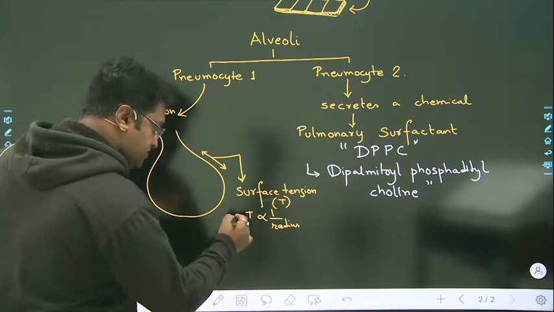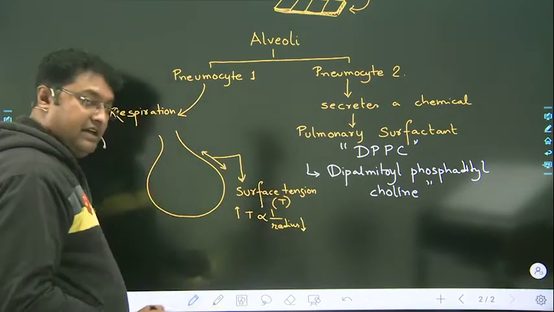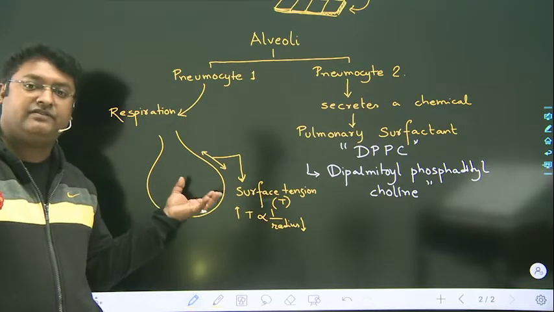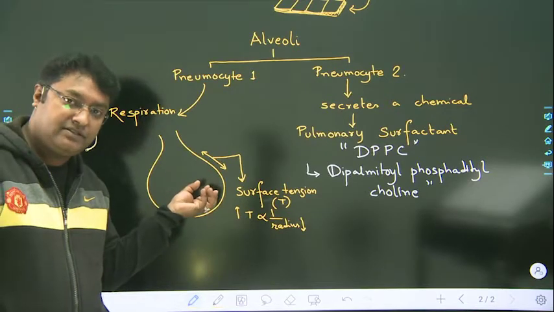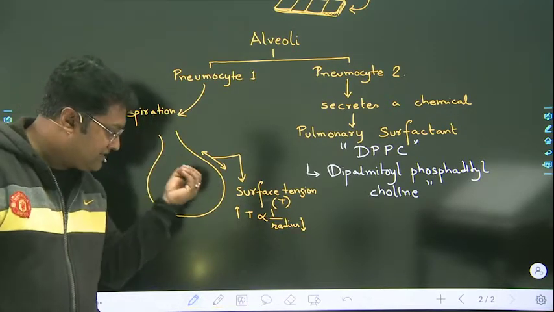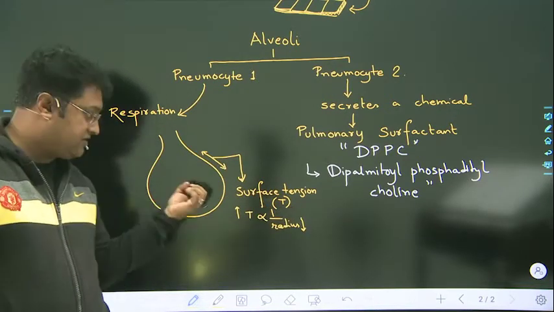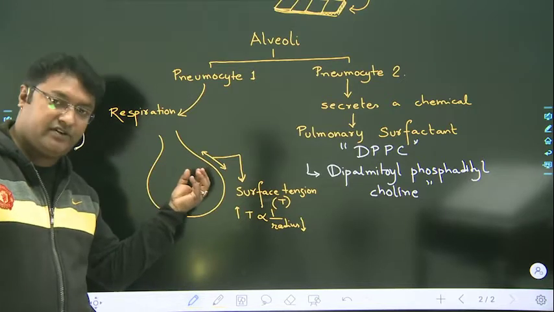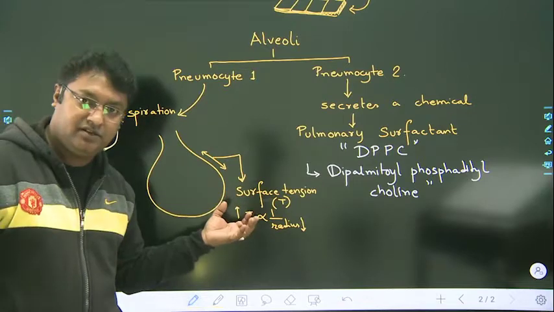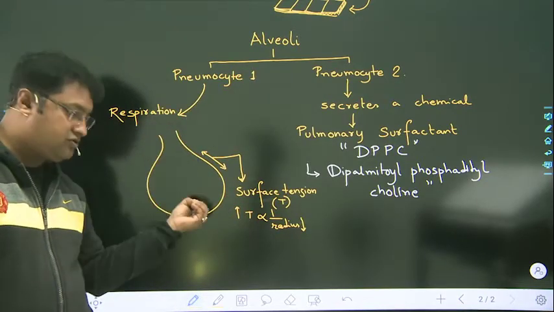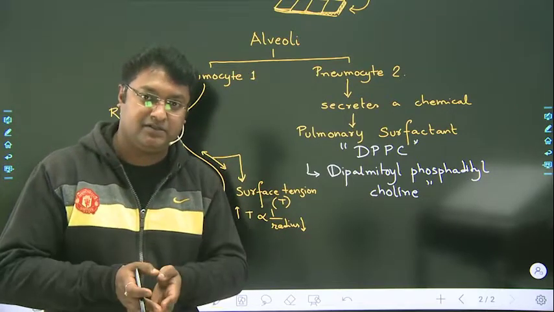Now if the surface tension increases, then the radius will decrease, and if the radius decreases, then the entire volume of the alveoli will decrease. Clear? So there has to be a certain thing to minimize this surface tension, because if surface tension is not decreasing, then the actual volume of the alveoli will be reduced. Clear? And then the amount of air that can be inserted into the alveoli, that can also expand.